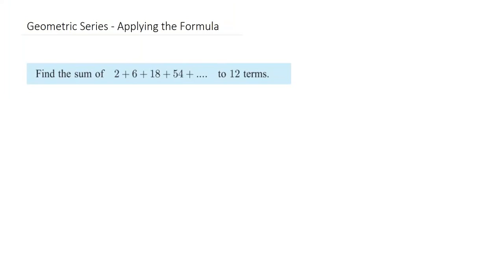Okay, so let's see if we can use those geometric series formulas now. So we've got some information here. We've got a sum, so it's definitely going to be geometric as well because we're multiplying by 3, look, to get each term. So let's start writing down information. U1 is 2. R is going to be 3, and it says first 12 terms, so n is going to be 12.